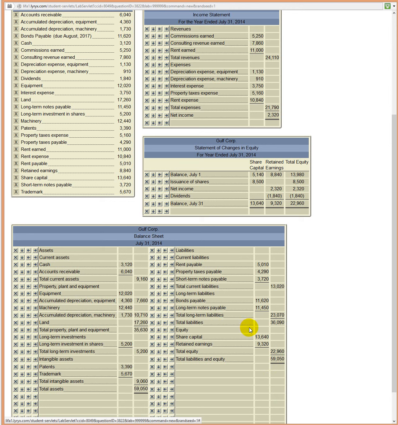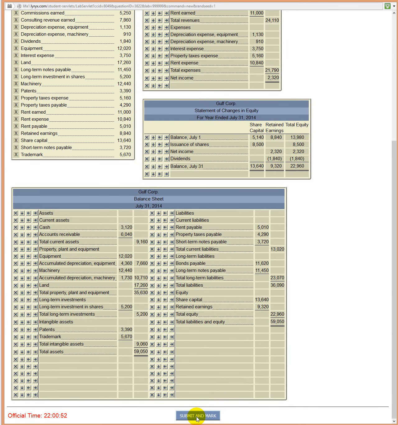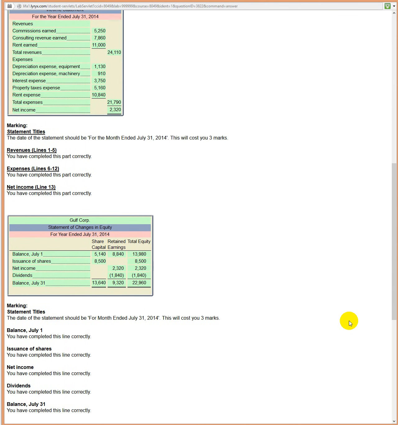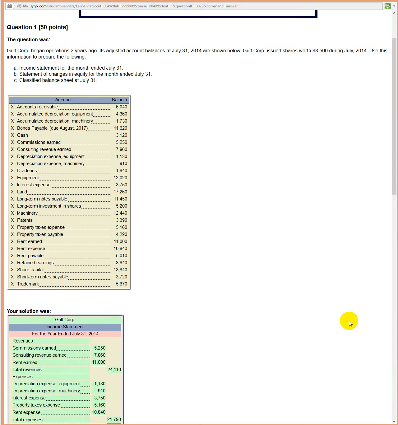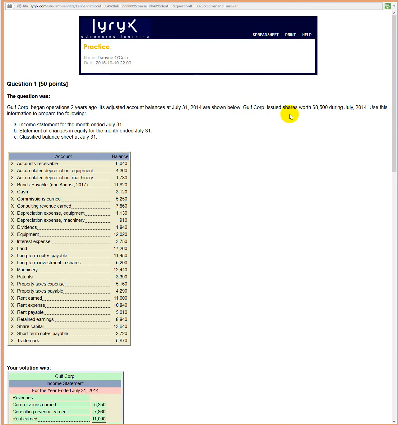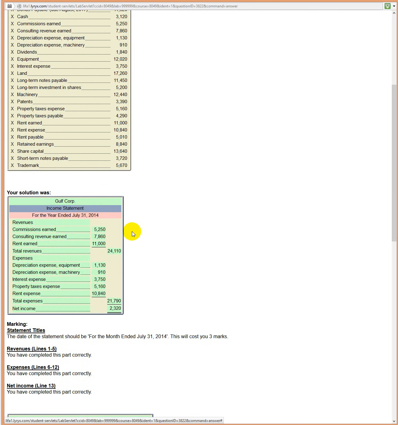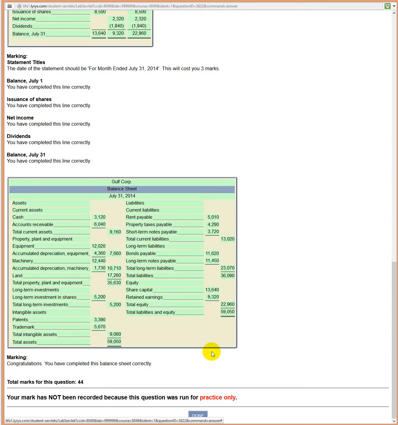We've got all the headings. We've got all the totals. We've got all the titles. Should be good. So let's see what Lyrics thought of our efforts. It didn't like our year ends. And it does say for the month ended July 31st here. So I'm going to assume that you can handle that difference. It should have been for the month ended July 31st in both cases. So I'm going to fix this for next time, but I'm going to leave it that way for now. So we're done.